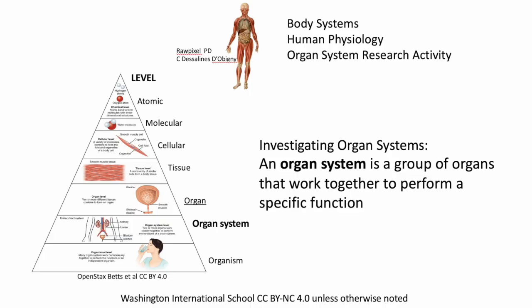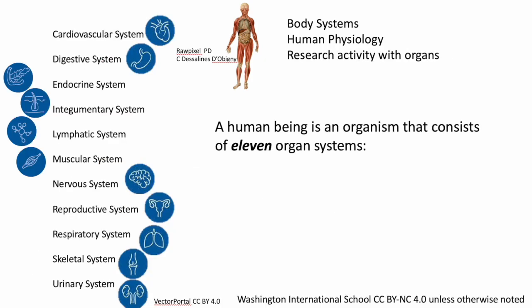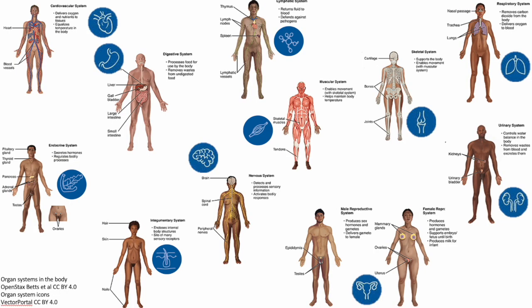So the group of organs is the organ system, and they work together to perform a specific function. And in the human body, there are 11 organ systems. You can pause to look through the list here, and perhaps pause longer on this slide to look at each of them.